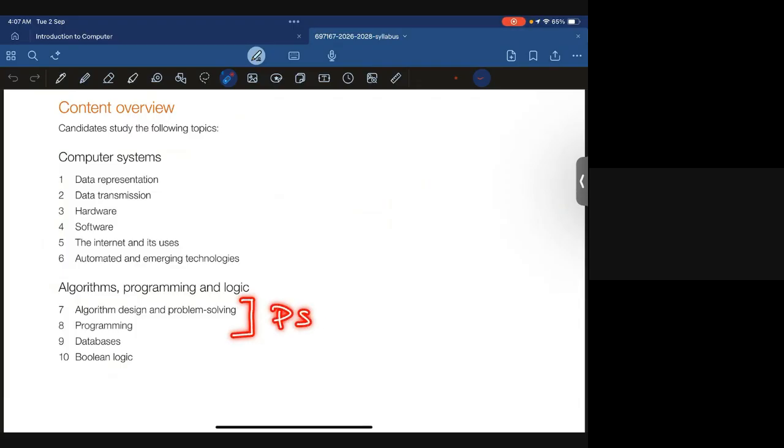This contains pseudocode, algorithm, flowchart, and everything in that regard, which is a bit technical. This is one major topic where students mostly struggle.